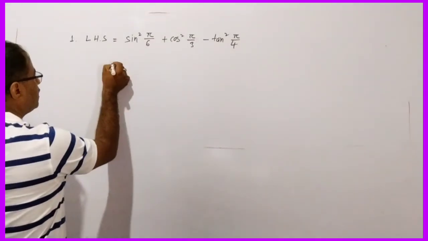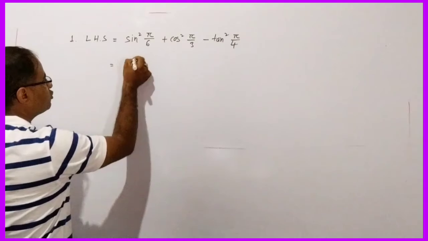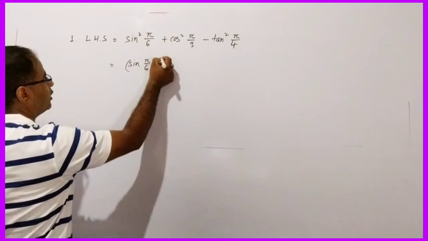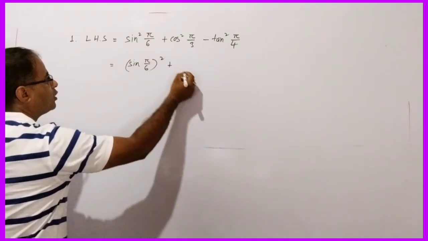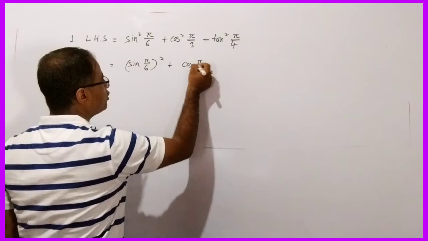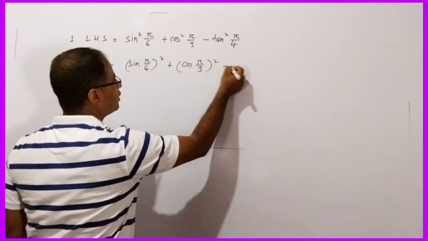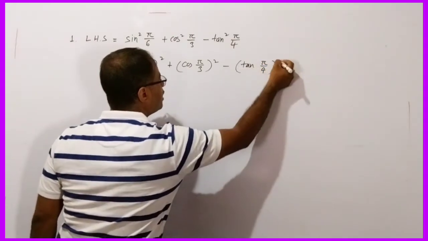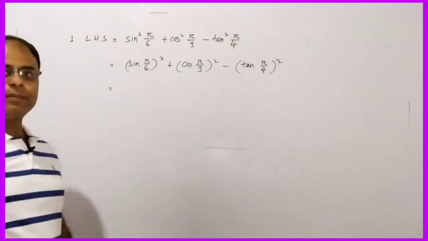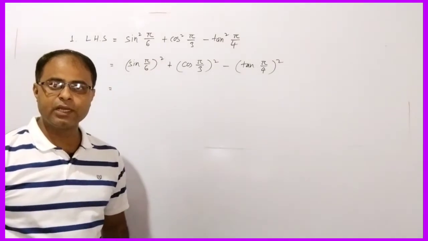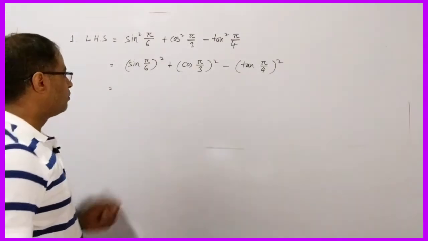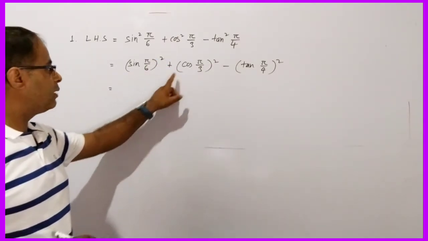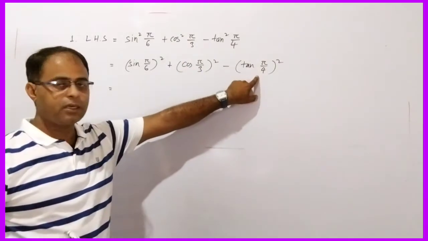One thing in this question, here sine square pi by 6 means sine of pi by 6 whole square. Cos square pi by 3 means cos of pi by 3 whole square. Minus tan square pi by 4 means tan of pi by 4 whole square. Now put the values. We are highly familiar with angles in degrees, but now we have already learned that pi by 6 means 30 degree, pi by 3 means 60 degree, pi by 4 means 45 degree.